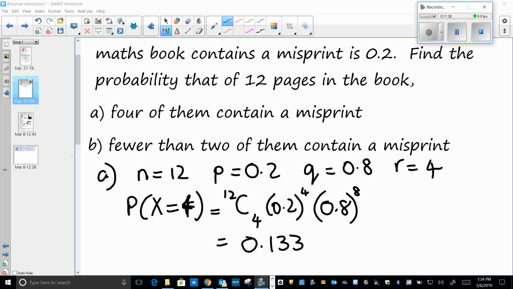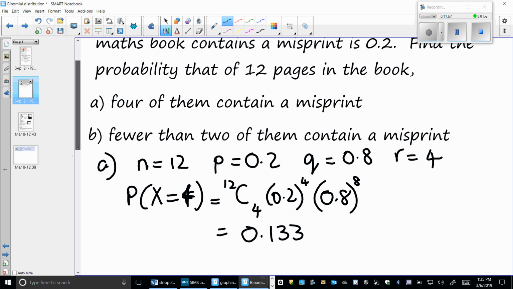Again, the probability of having a misprint is 0.2 of 12 pages, 4 of them having a misprint. It's a small probability. The only reason I'm saying that is just to get you to think about what you're actually finding. You're finding the probability that out of 12 pages, 4 of those pages have a misprint.